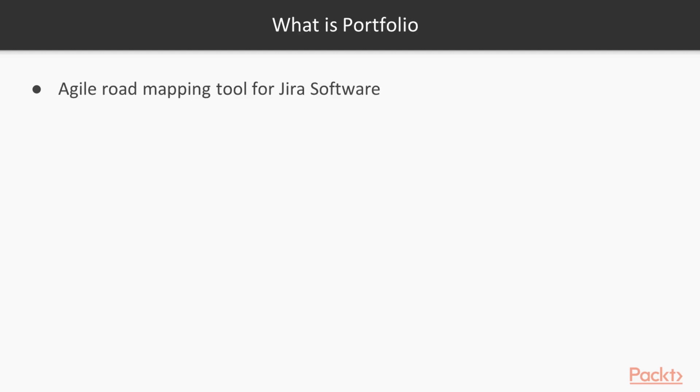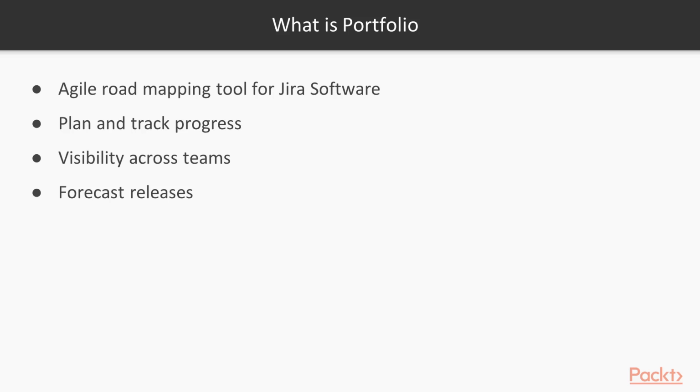What is Portfolio? Well, Portfolio is an agile road mapping tool for Jira software. You can use it to not only plan your activities across multiple projects, but you can also use it to track the progress. With the help of Portfolio, you will get visibility across different teams. You can also forecast the release of your milestones, and you can also do capacity management with Portfolio. And finally, you can also do scenarios with Portfolio.